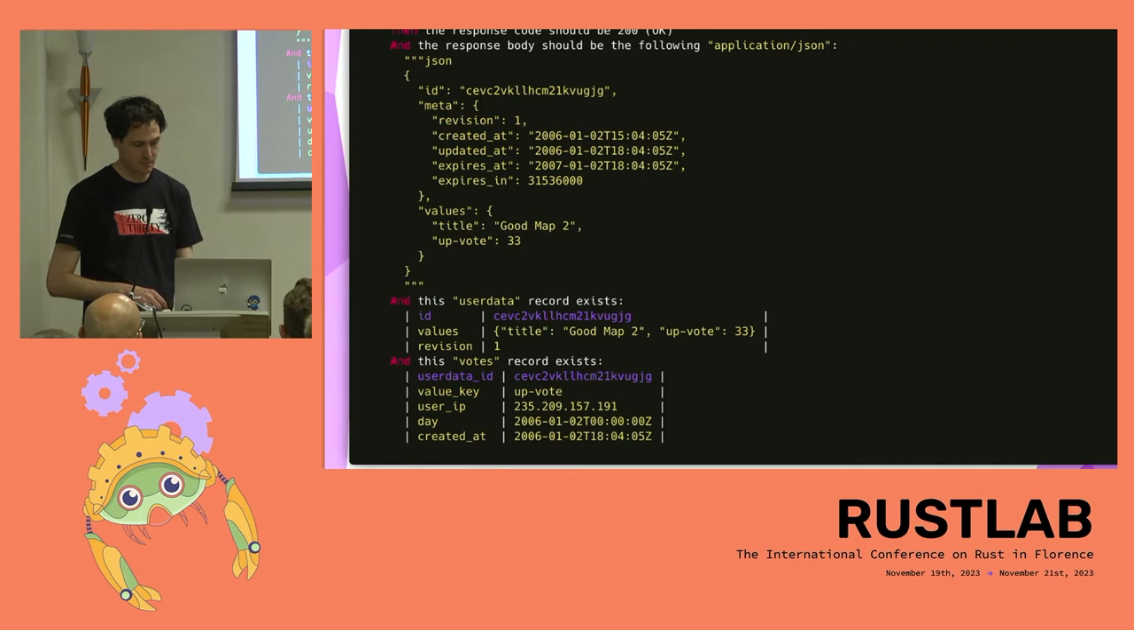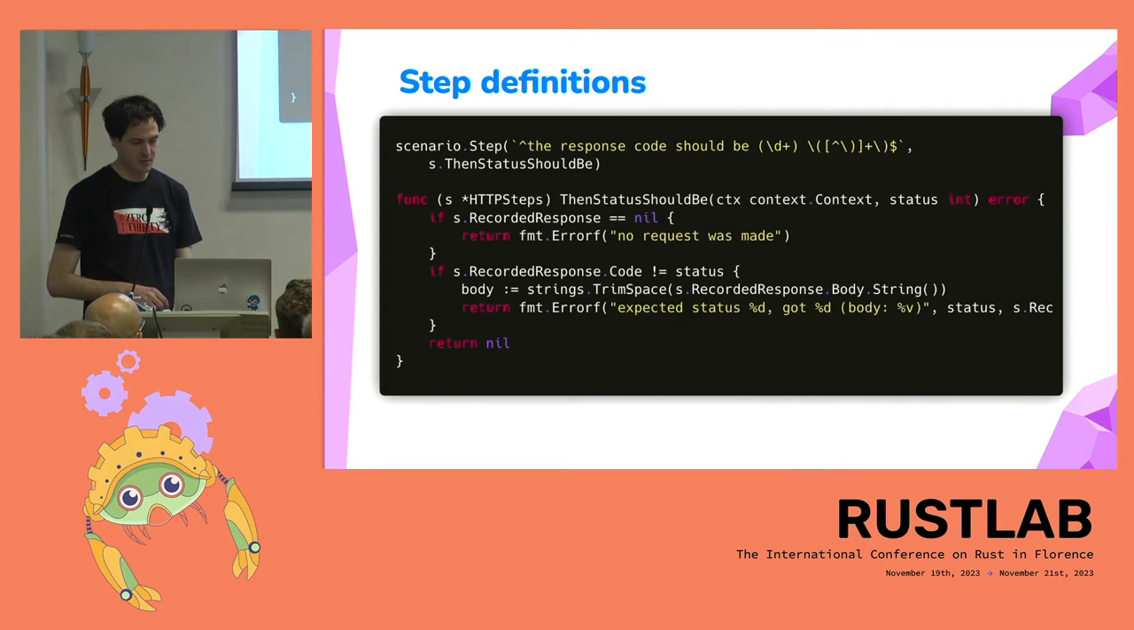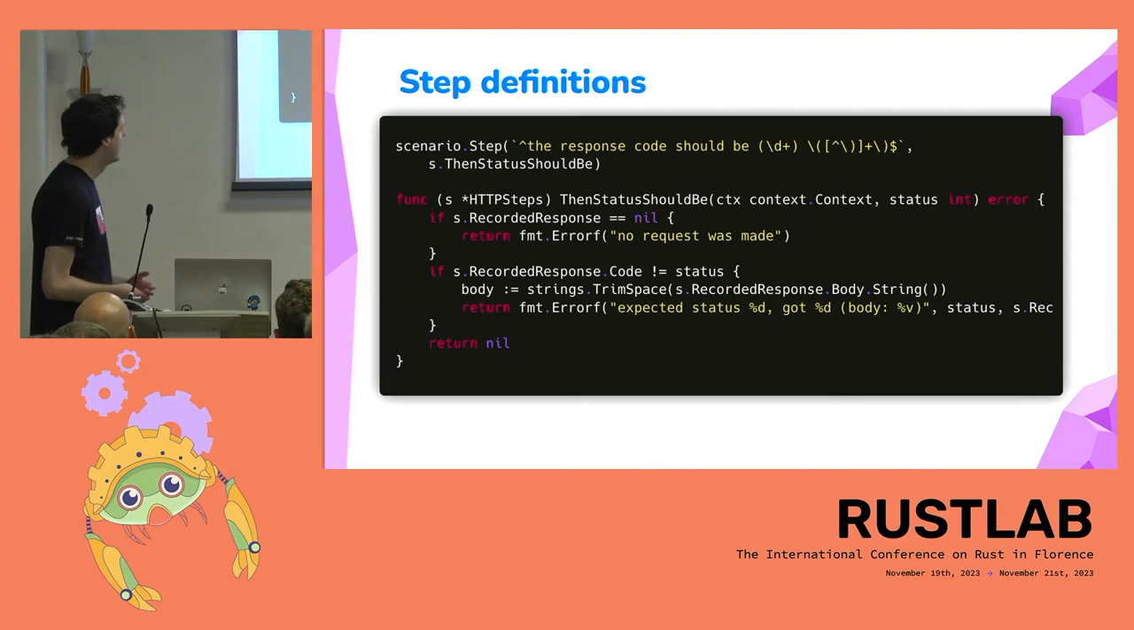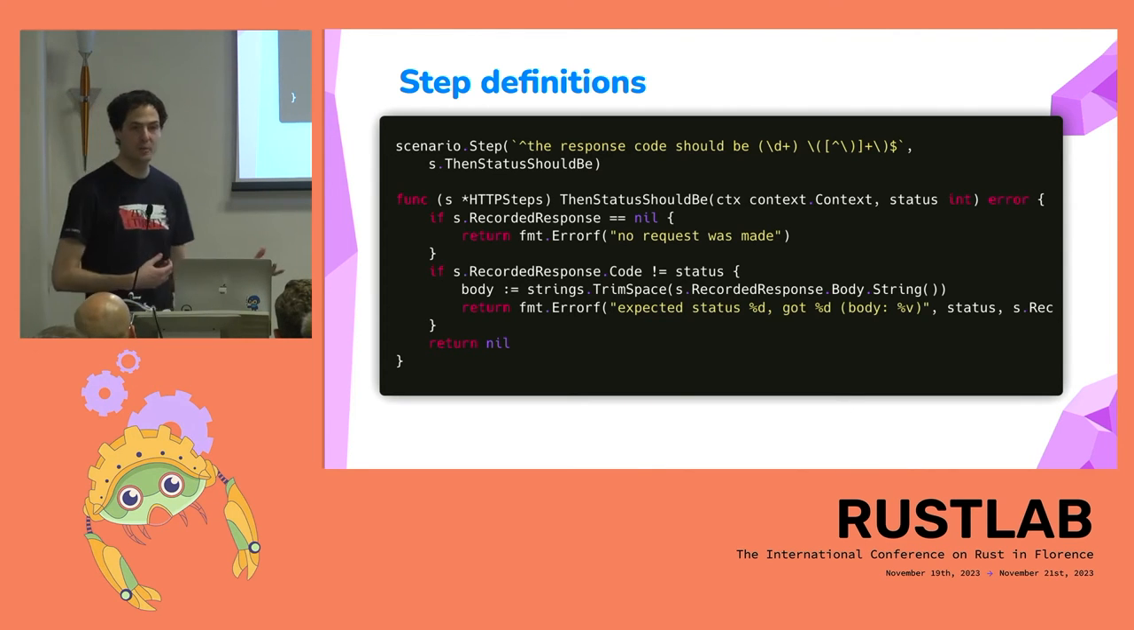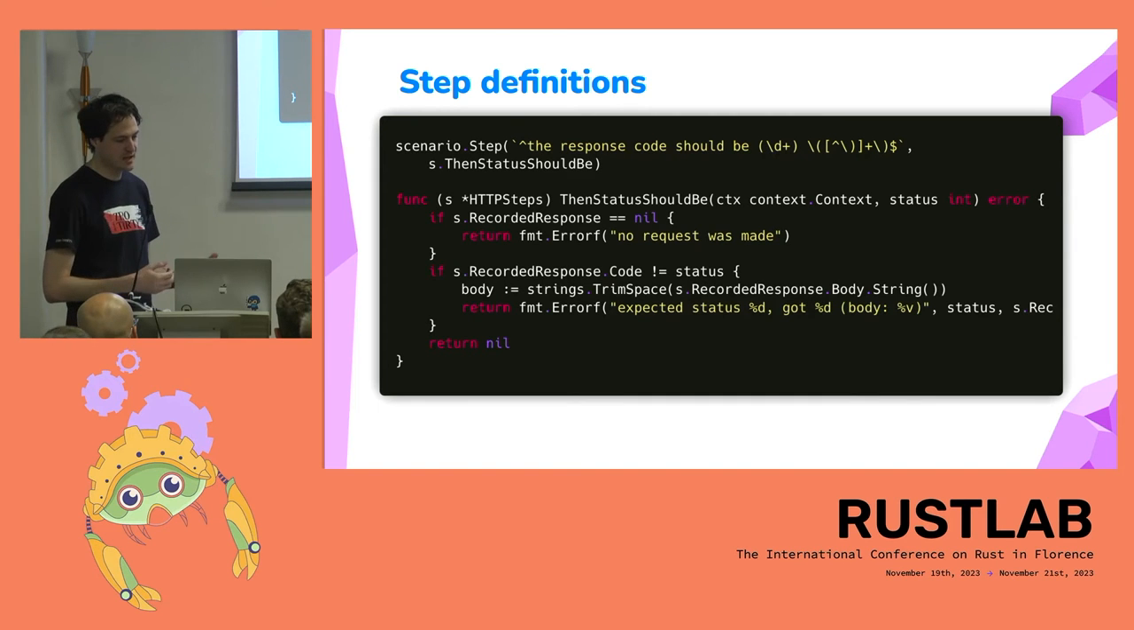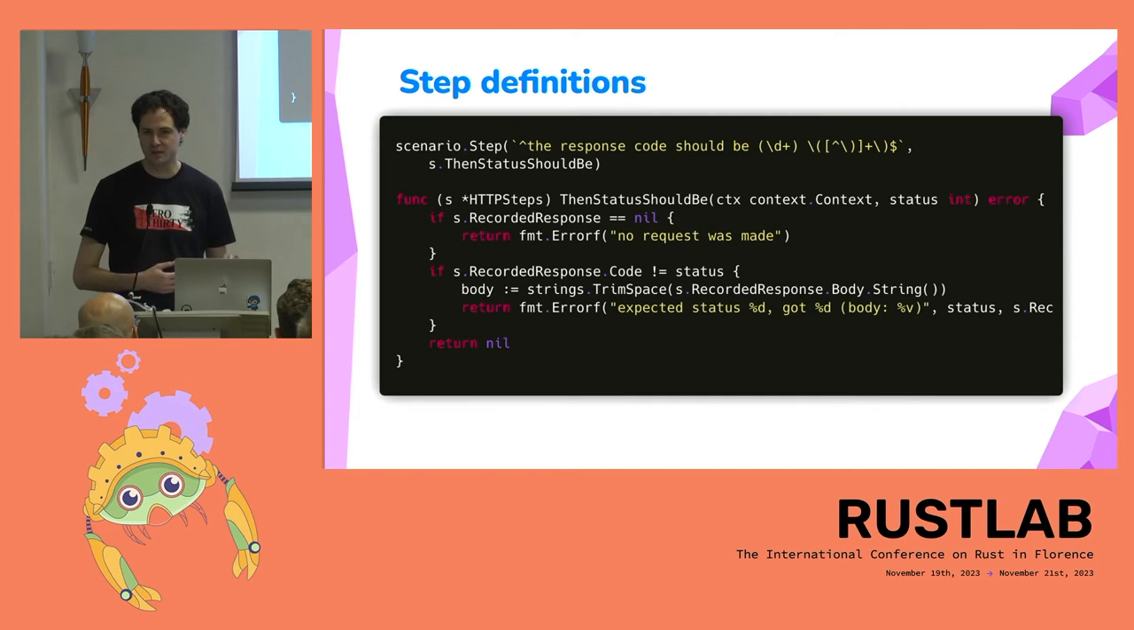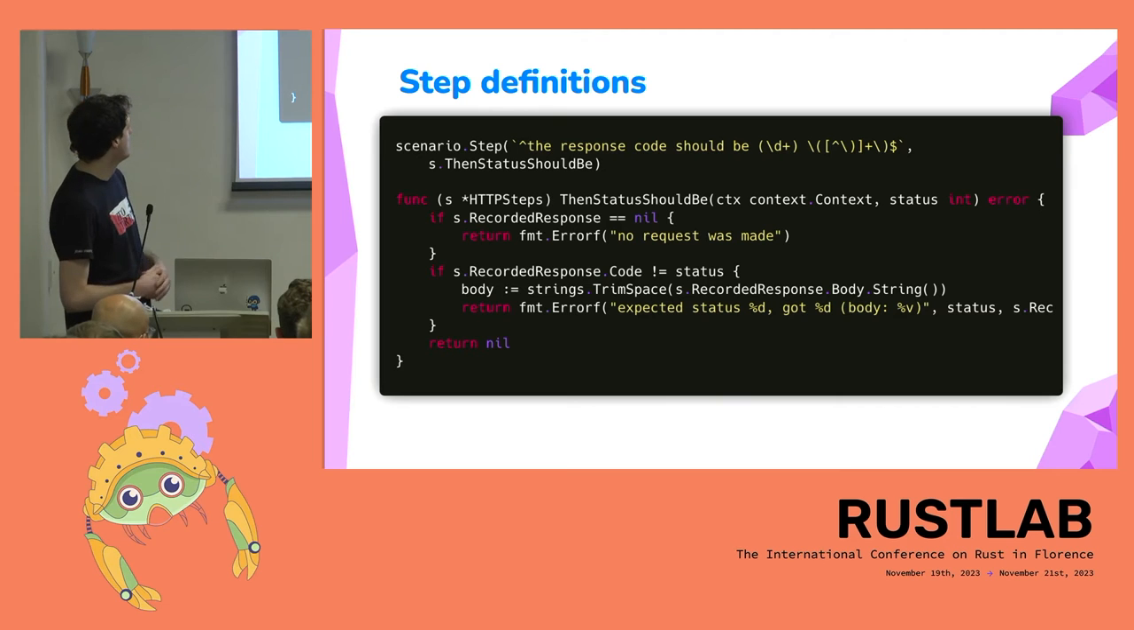Yes. Step definitions. Let's look up some real-world examples, because I only showed a cucumber example. This is the smallest I could find in my own code base. This is the step where I check the status code is correct, basically. The regular expression is fairly straightforward. Given the response code, should be a number, which is a regular expression. And then in parentheses, okay, I kind of just ignore. I don't care about it too much.